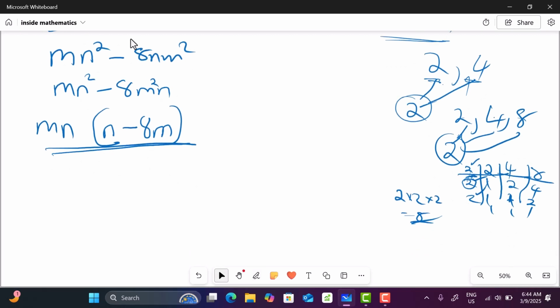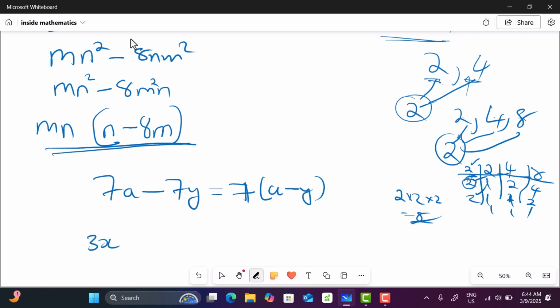Let us try again, another question. 7a minus 7y. Factorize this. If you have to factorize, the common factor as you look at it is nothing but 7 only. So your answer is a minus y. Let us do another example. Again, 3x plus 6y. Obviously, the common factor is 3. We get x plus 2y. Just like that. So this is what we do when we are factorizing.